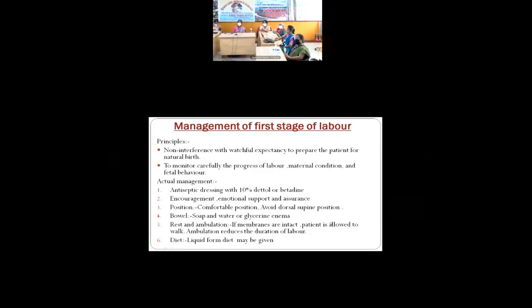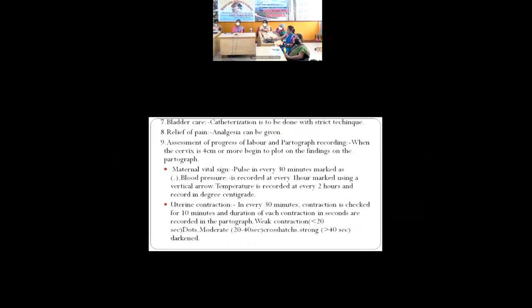Rest and ambulation: if the membrane is intact, the mother is allowed to walk, and ambulation reduces the duration of labor. Diet: liquid form diet may be given. Bladder care: catheterization is done with strict aseptic technique. Relief of pain: analgesia can be given. And assessment of progress of labor with partograph recording: when the cervix is 4 centimeters or more, begin to plot the findings on the partograph.